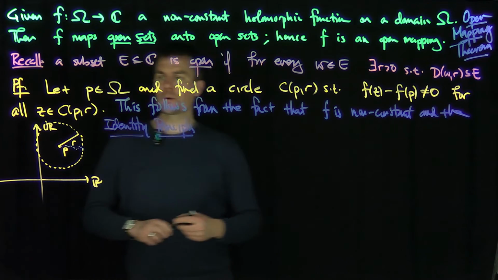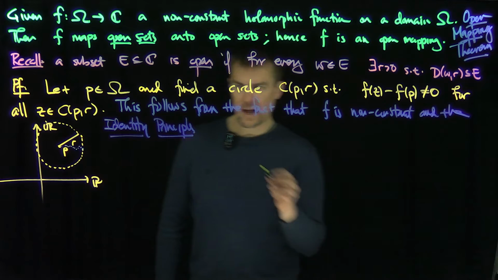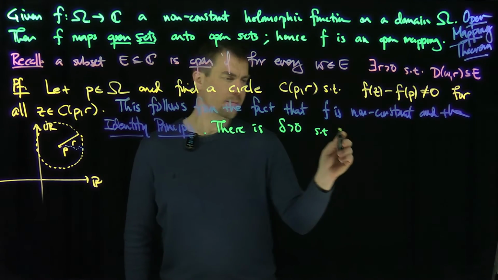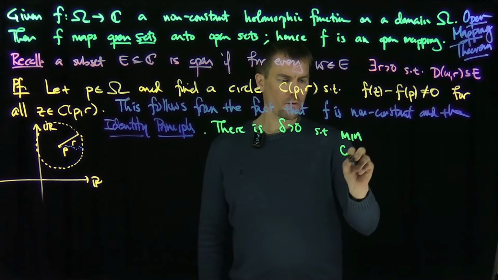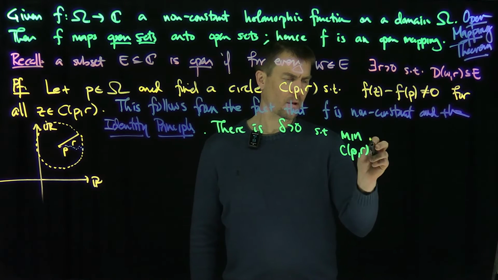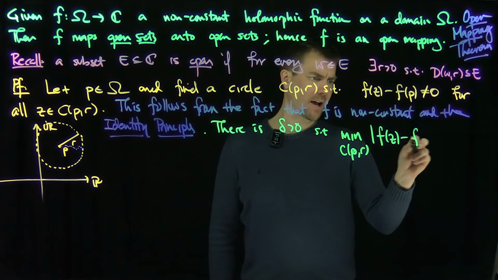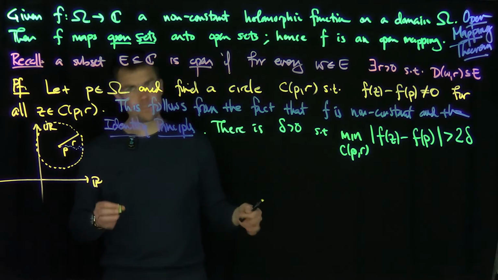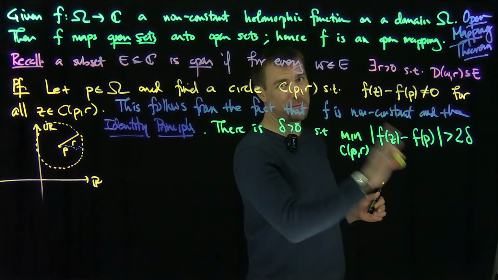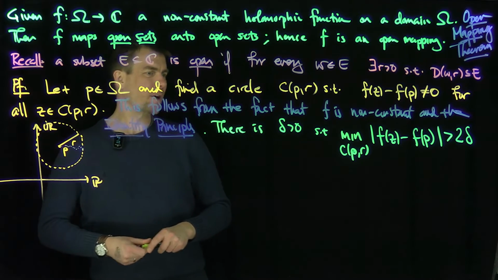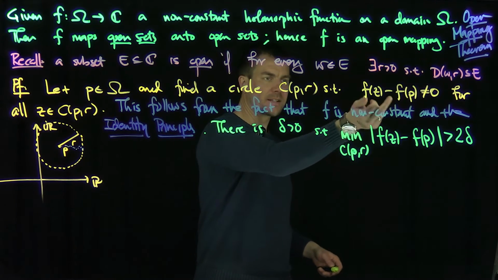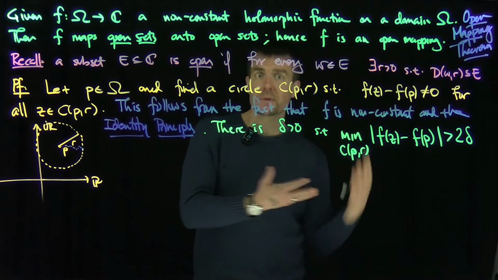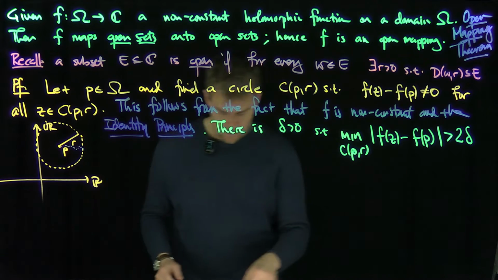Excellent. So now, since it's not 0, there is a delta greater than 0 such that the minimum over the set C_{p,r} of |f(z) minus f(p)| is bigger than 2 times this number delta. The 2 is artificial, just to make sure there are no fractions in my epsilon arguments. That follows because the minimum modulus is not 0, so it has to be some positive quantity, and whatever it is, it's bigger than some number 2 delta.